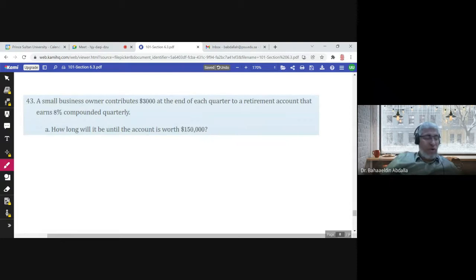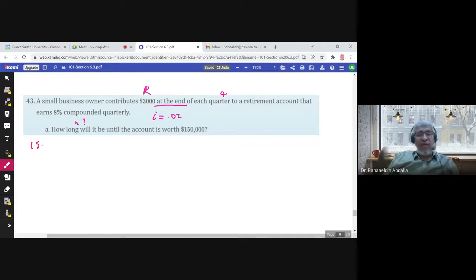A small business owner contributes 3,000 at the end. So again, it's an ordinary annuity. This is R of each quarter, so 4 times per year, to a retirement account that earns 8% compounded quarterly. So I is 0.08 over 4, that's 0.02. How long will it be until the account is worth $150,000? So he is asking about n.